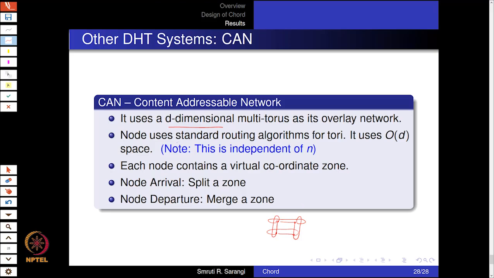It uses standard routing algorithms for tori. Tori is the plural of a torus, and it uses a virtual coordinate zone. Whenever a node arrives, we split a zone, and when a node departs, we merge a zone. So essentially we break this into zones, and that's how we do the routing. The CAN paper is available online, so I would request viewers of this video to take a look at the CAN paper as well.